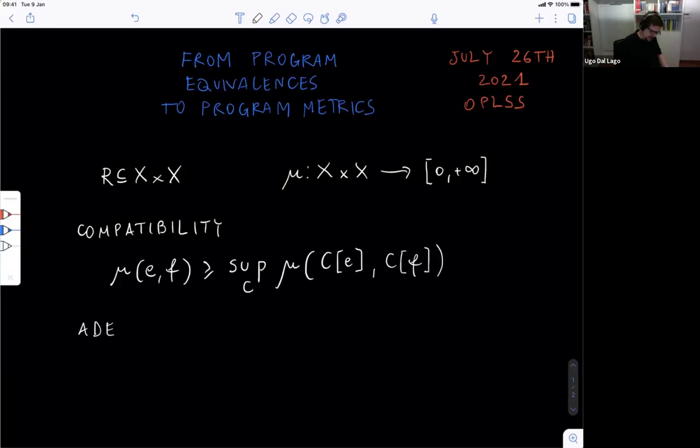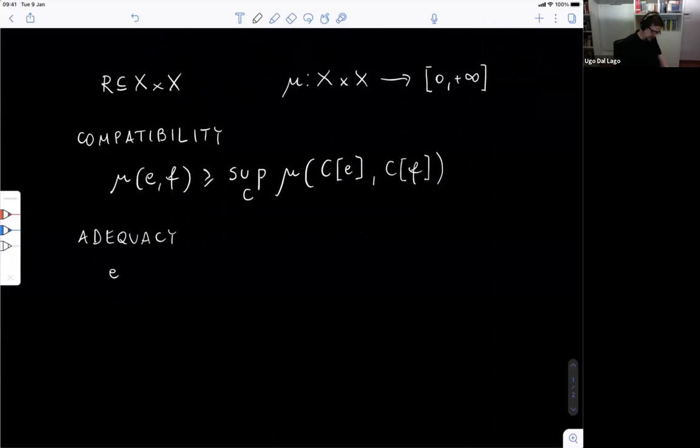If you remember, in adequacy, we were saying that in the case of relations, just to remind you, if two programs of type bool are in relation, then their operational semantics must be exactly the same. This, coupled with compatibility, gave the notion of an acceptable notion of equivalence or refinement between programs, as we argued, and we should do more or less the same for metrics. There is a problem, which is actually not a problem.